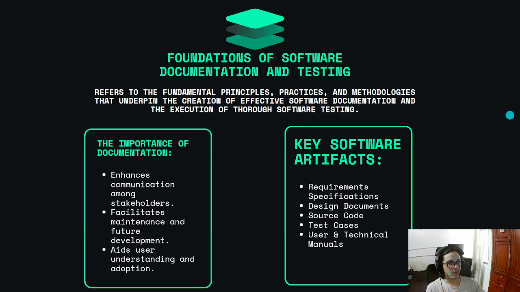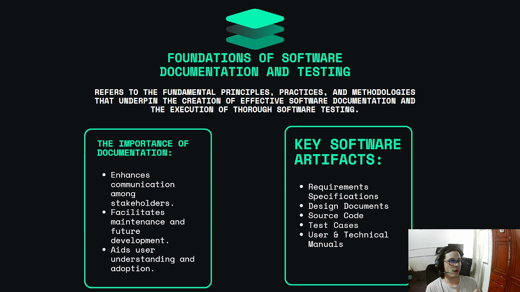Let's begin. First, let's look at the foundations. These mean the basic rules we follow. Software documentation and testing are about creating clear guides and checking our work to make sure it is good. On the left side, you can see the importance of documentation.